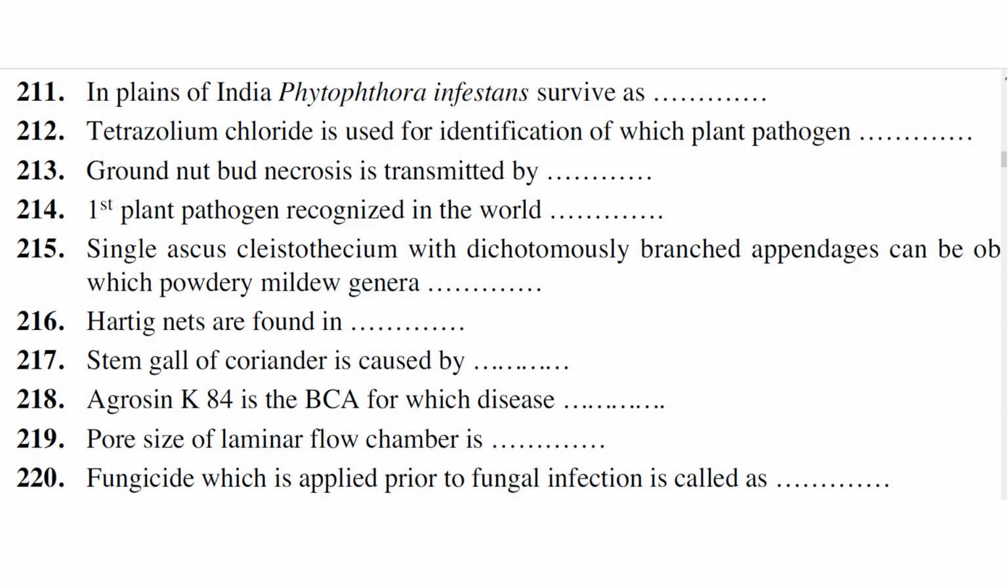The next one is the tetrazolium chloride is used for the identification of which pathogen. So there are some kinds of detection tests for the identification of the pathogen. Generally, this tetrazolium chloride is used for the identification of banana bunchy top virus. I think on the next slide we might have different kinds of identification tests for the various kinds of plant pathogens. We'll see there in detail. But generally, this tetrazolium chloride is used for BBTV, banana bunchy top virus. This banana bunchy top virus is transmitted by an insect vector called black aphid or aphid, Pentalonia nigronervosa.